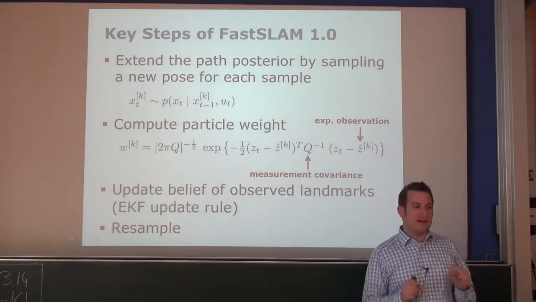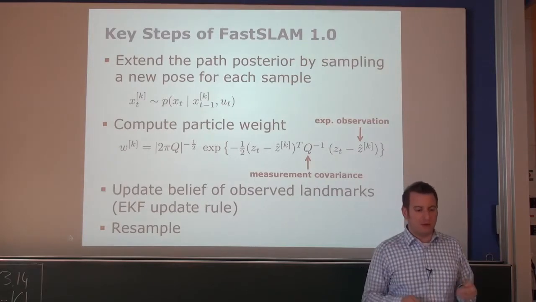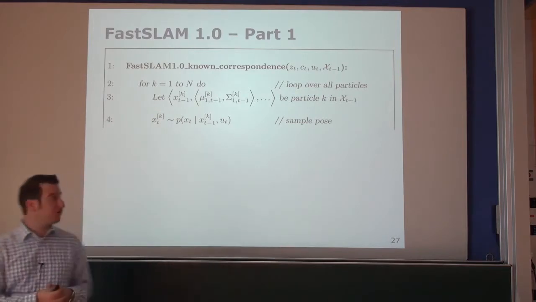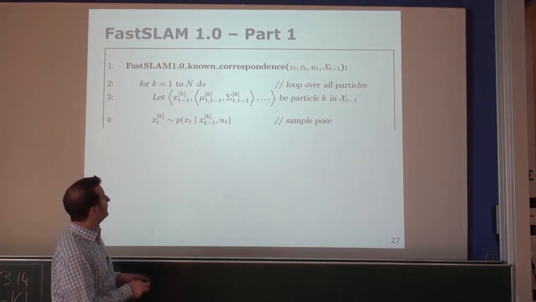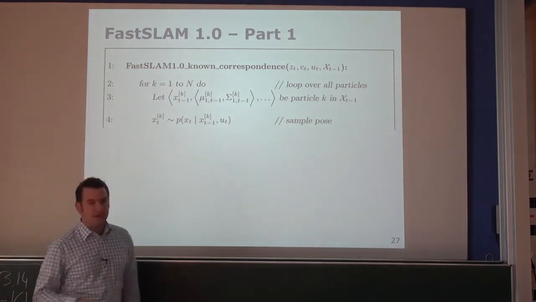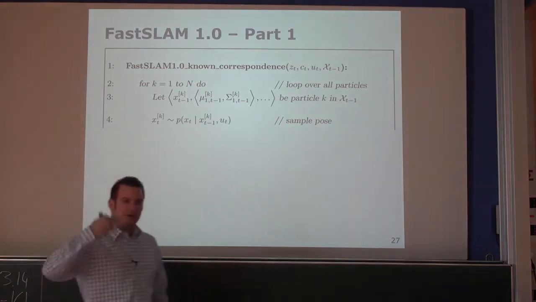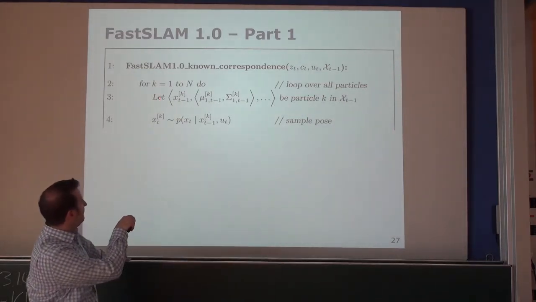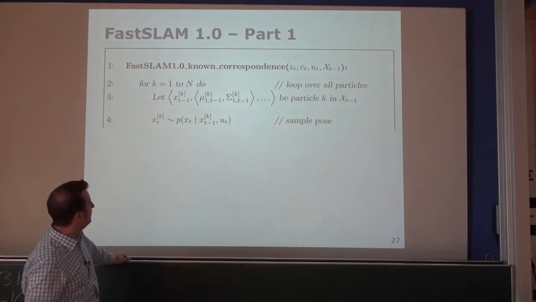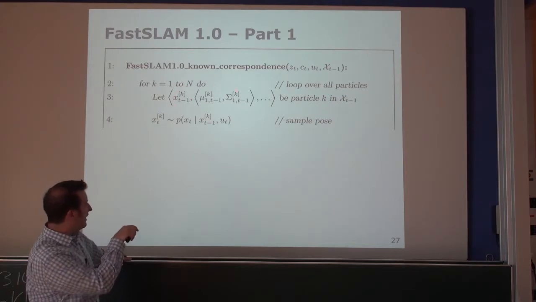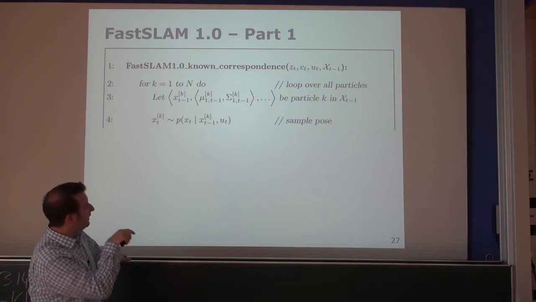Okay, so let's now dive into the detail. If you want to implement that algorithm, what does it look like? I start with FastSLAM 1 with known correspondences. Again, that was something we assumed. We have N samples, ranging from k equals 1 to k equals N, so we iterate over all samples. Every sample has a pose, a list of landmark estimates, and an importance weight. And we have that for every sample.